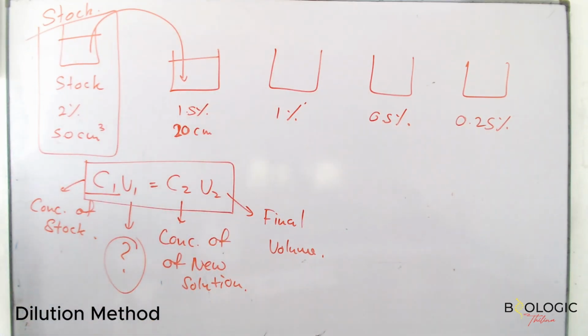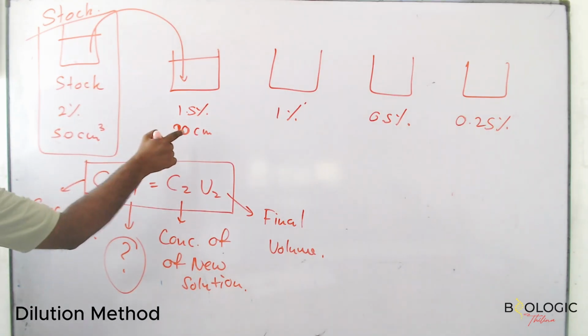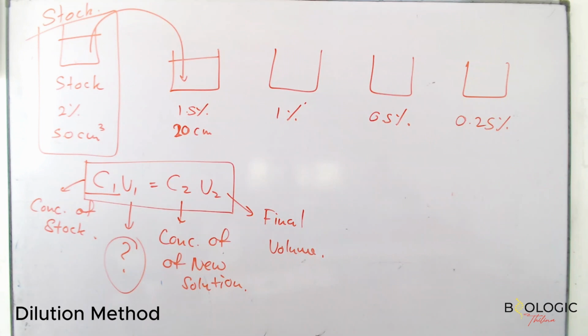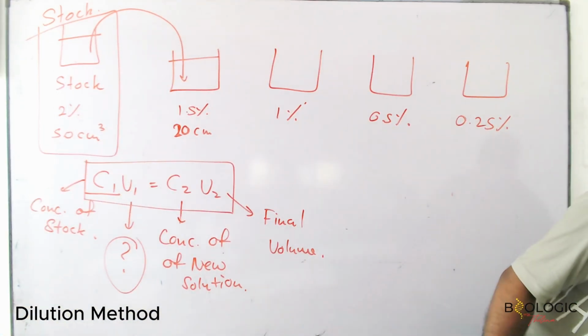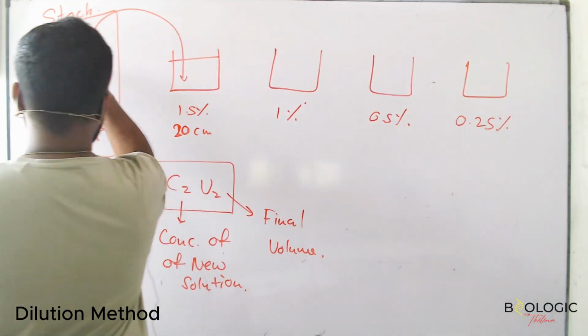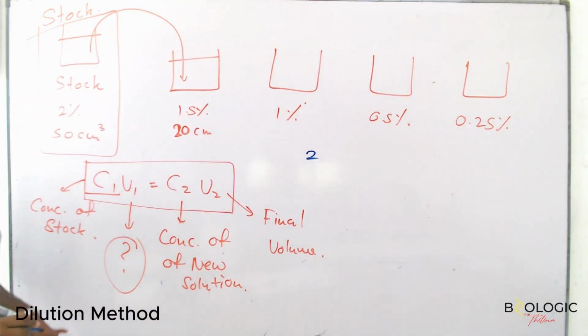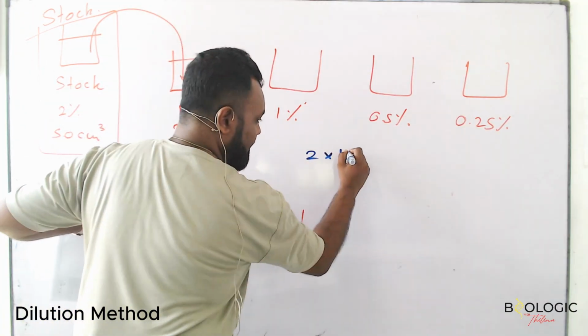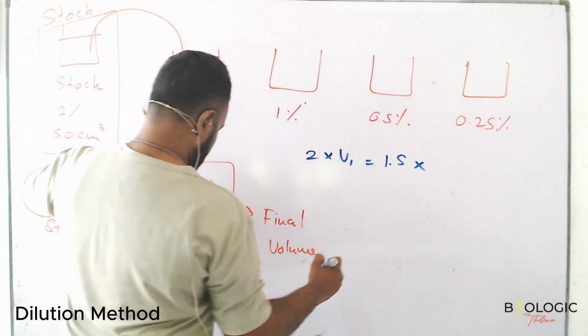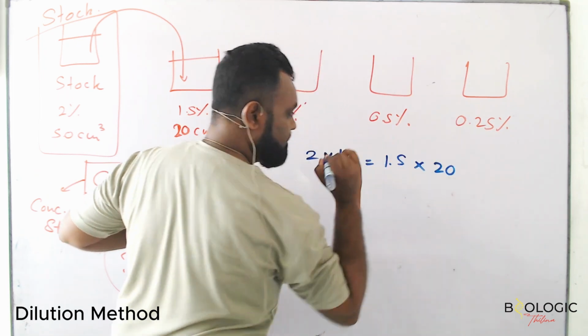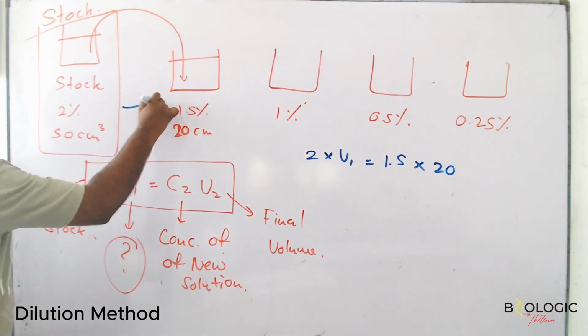In this case 20. So I am going to show you how I am going to make this one out of this one, to prepare this one out of this one. Okay. Now, let's put it into the equation. Right. C1. What is C1? 2%. So I just put 2. C1 is 2. V1, we need to find out that. V1, I put that. C2, 1.5. V2, which is 20. Very simple, right? So I am going to make this one from this.